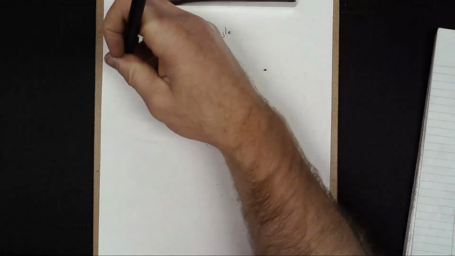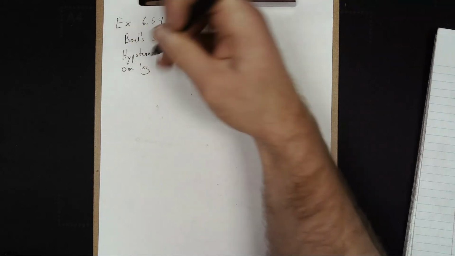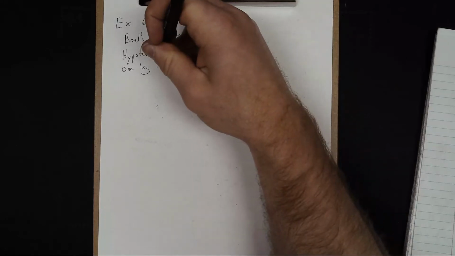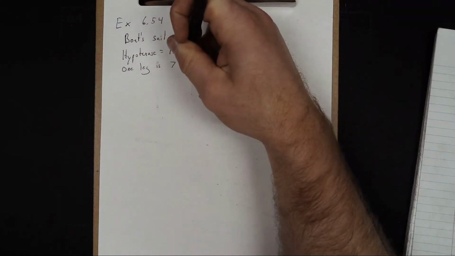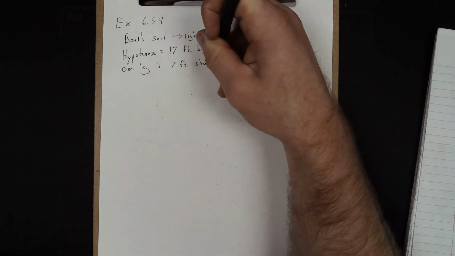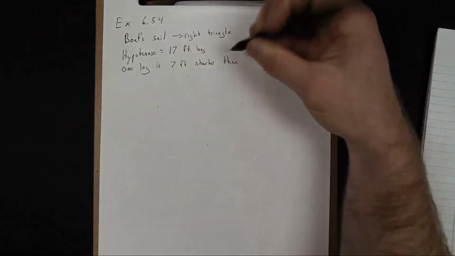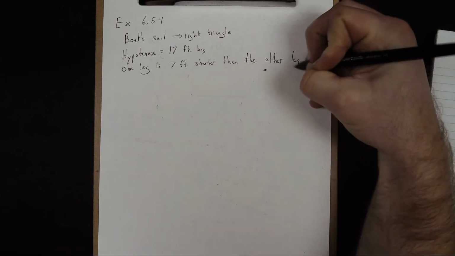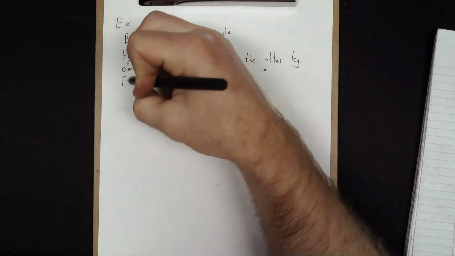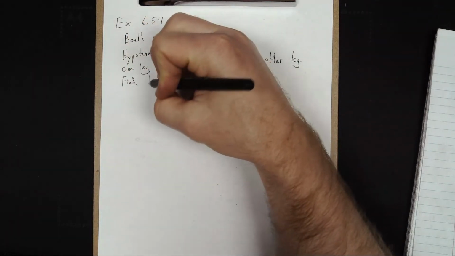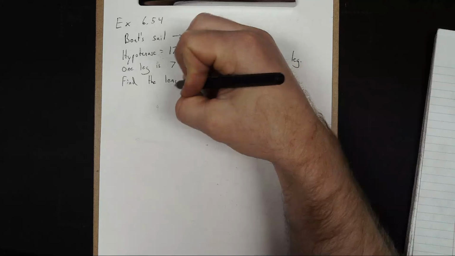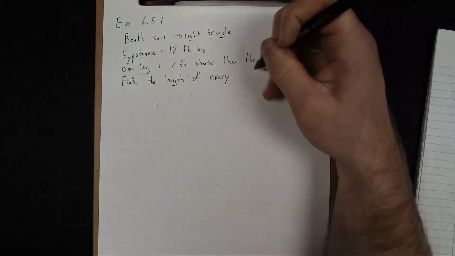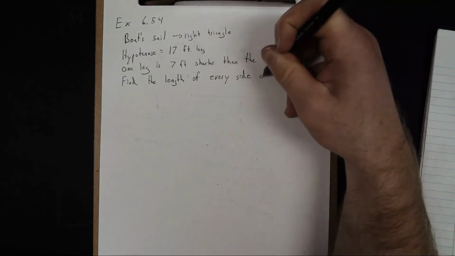And then we know one leg of this triangle, so one of the sides that isn't the hypotenuse, one leg is 7 feet shorter than the other leg. We need to find the length of every side of the sail.